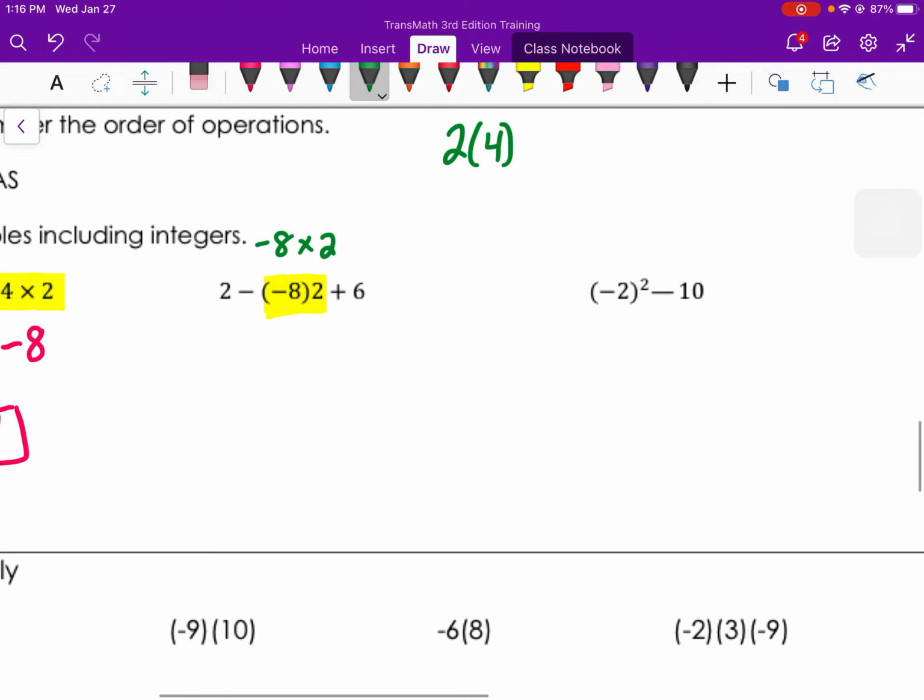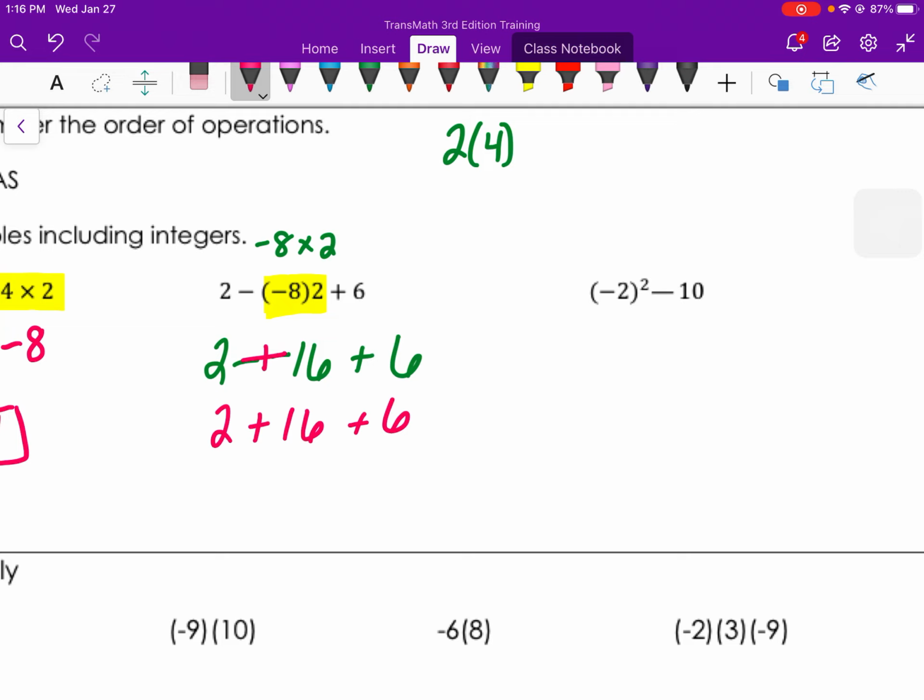Negative 8 times 2. So we're going to have 2 minus negative 8 times 2, which is going to be negative 16, then plus 6. Then using our integer rules, we're going to add the opposite. So we're going to have two negatives like this. Remember, that makes a plus. So it's going to be 2 plus 16 plus 6. Add from left to right. 2 plus 16 is 18. Plus 6 would be 24.